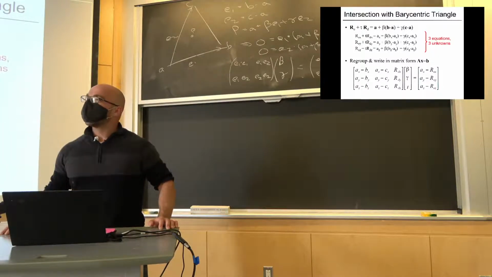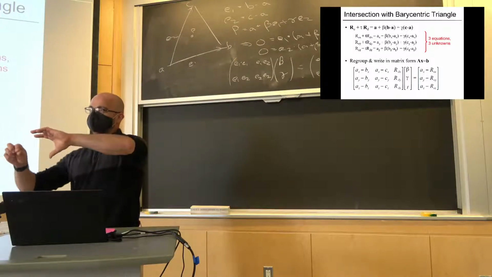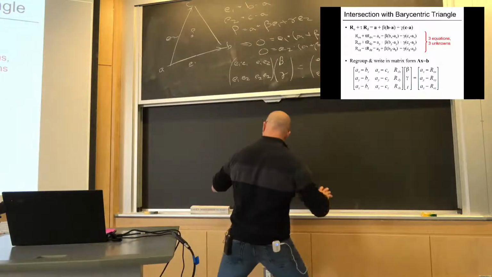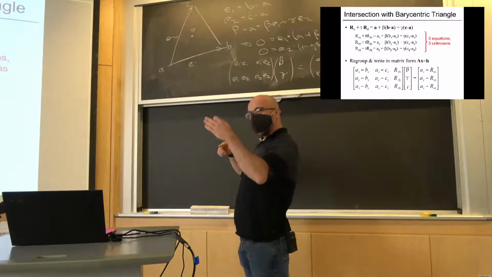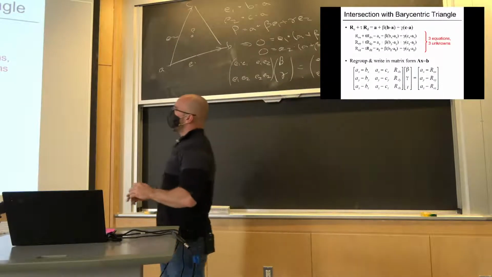Yes? Wait, what is t here? T is a great question. T is the parameter along the ray. So remember that the ray is defined by RO plus t RD. That's exactly right. So t is... RO and you give RD. Mm-hmm. And then how do we get t?